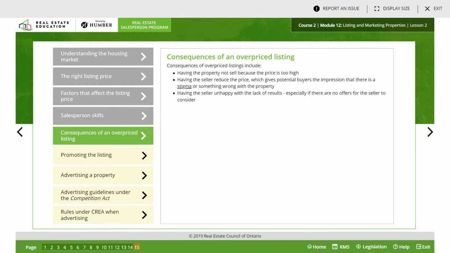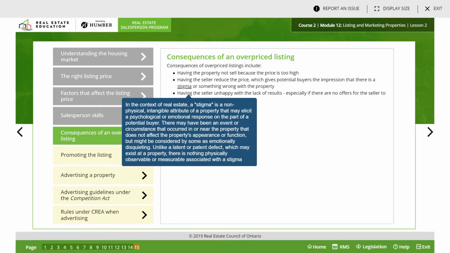Consequences of an overpriced listing. Basically, these are some of the consequences: the property does not sell because the price is too high; the seller reduces the price, which gives potential buyers the impression that there is a stigma or something wrong with the property; and the seller is unhappy with the lack of results, especially if there are no offers to consider.